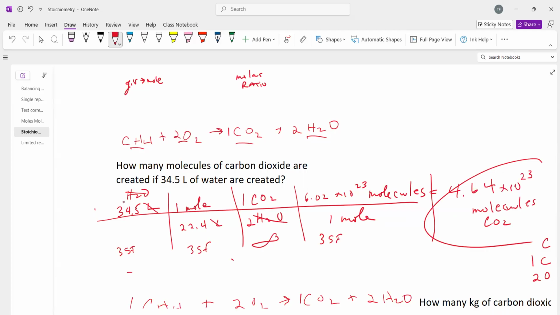Same setup. Liters to mole, mole ratio from the balanced equation, and then moles to number of molecules. Again, notice the pattern. It's exactly the same.